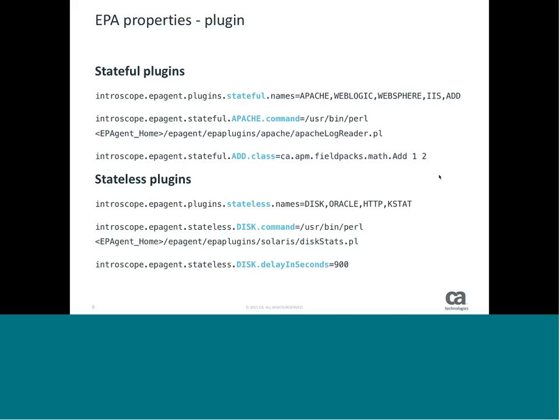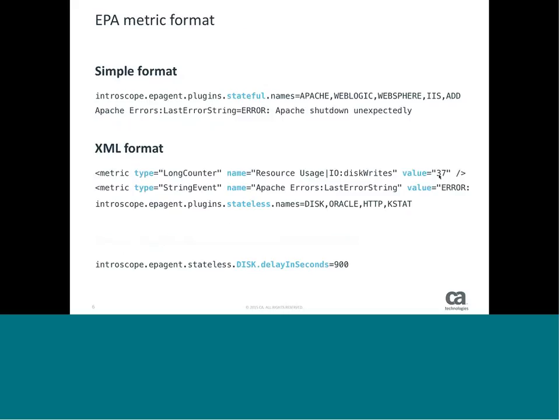For a stateless plugin, it's basically the same. You have a property where you enumerate all the plugins, and for every plugin you supply commands. And in addition, because they're stateless and they have a frequency, you supply a second parameter, delay in seconds. So this plugin will be executed every 900 seconds, so every 15 minutes. Rather simple. There's not much rocket science to EPAgent.